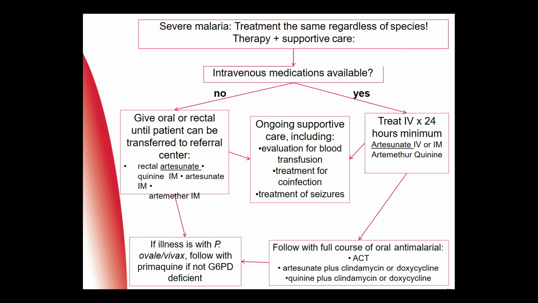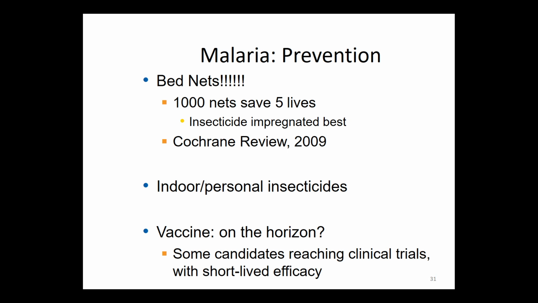And if it's severe but the illness is caused by Plasmodium ovale or vivax, follow with primaquine, yes, to kill liver forms, but only if the person is not G6PD deficient. If intravenous medication is unavailable, give oral or rectal until the patient can be transferred to a referral center: rectal artesunate, quinine intramuscular, artesunate intramuscular, artemether intramuscular.